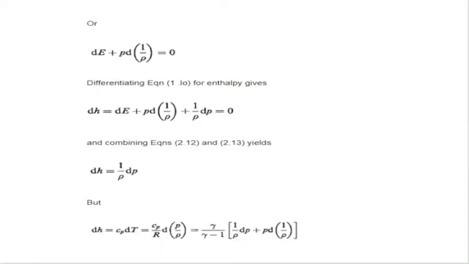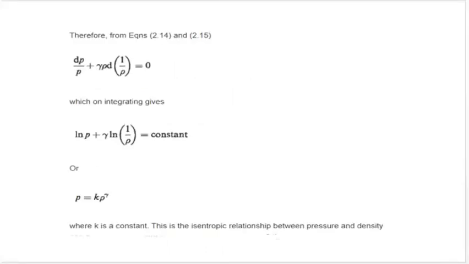dH is equal to Cp dT. Instead of dT you can substitute d of P by rho divided by R. What is Cp? We know Cp, we have derived before, gamma by gamma minus 1 into R, where R is P by rho T, so that 1 by rho dP plus P d of 1 by rho. Therefore your equation governs like this. In the next slide you can see dP by P plus gamma rho d of 1 by rho, which is equal to 0.